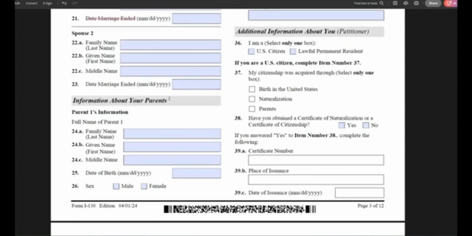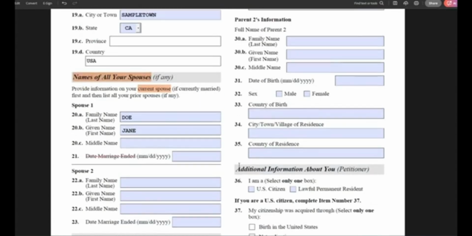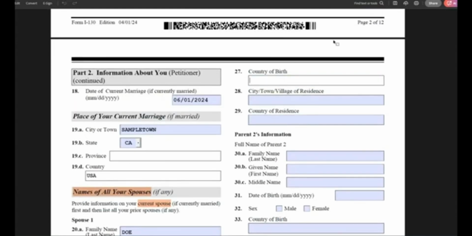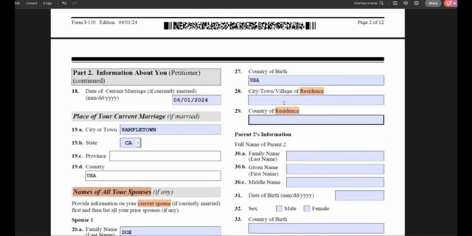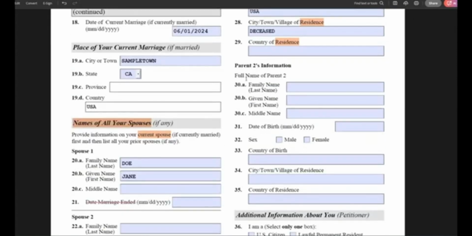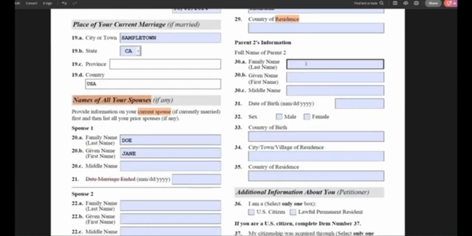Next, provide information about your parents, and it doesn't really matter what order you indicate the parents: full name, date of birth, sex, as well as where they were born and where they are currently residing. And if for some reason one of your parents is deceased, you will write deceased in this line. Provide the information on parent 2.